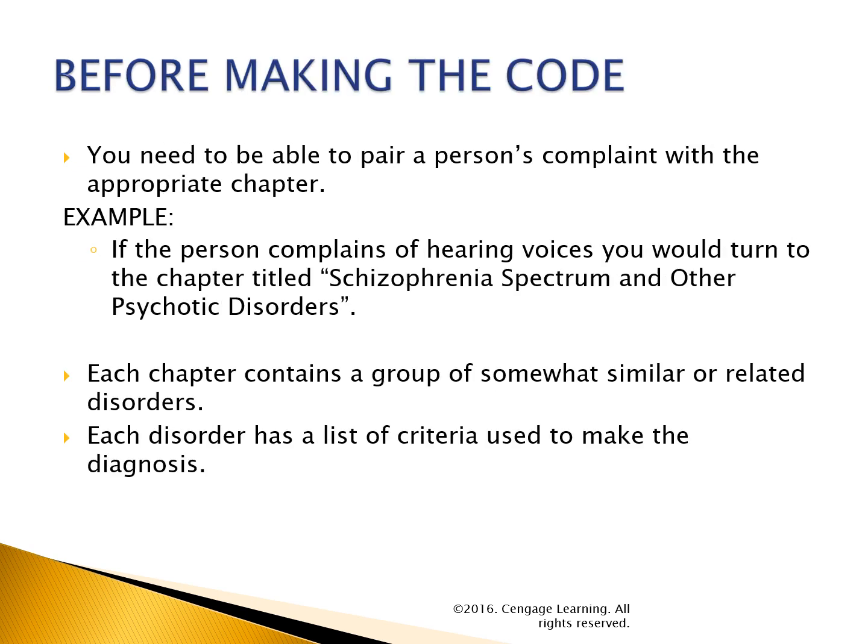Before making the code, you need to be able to pair a person's complaint with an appropriate chapter. Example, if the person complains of hearing voices, you would turn to the chapter titled Schizophrenia Spectrum and Other Psychotic Disorders. Each chapter contains a group of somewhat similar or related disorders. Each disorder has a list of criteria used to make the diagnosis.